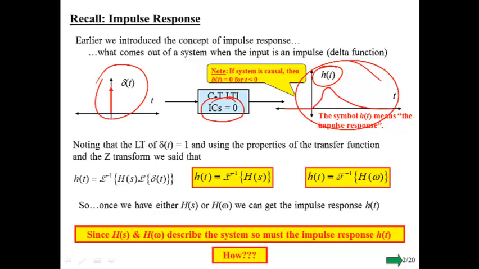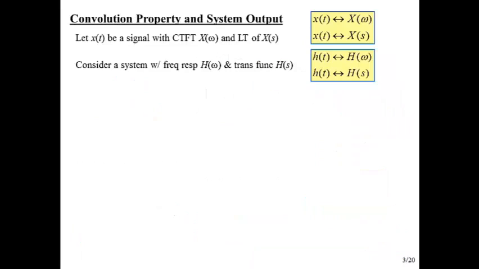Since these two things, transfer function and frequency response, tell us how the system behaves and allow us to analyze the system, we would think that the impulse response h of t should also be able to be used to tell us how the system behaves and to analyze the system in terms of it. The convolution property of both the Fourier transform and the Laplace transform tell us how this comes about.